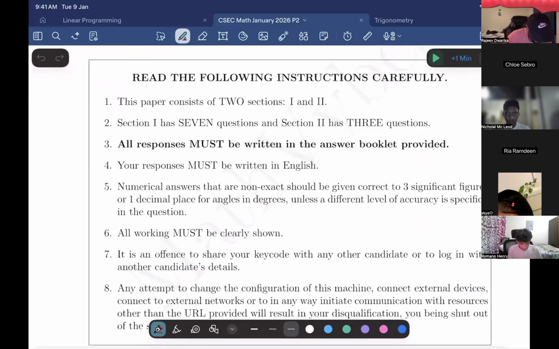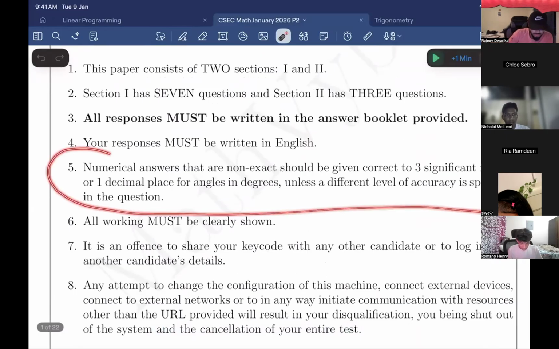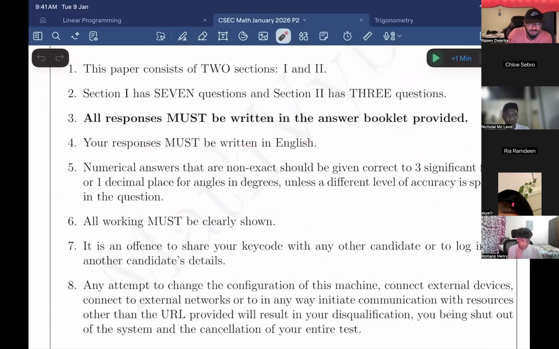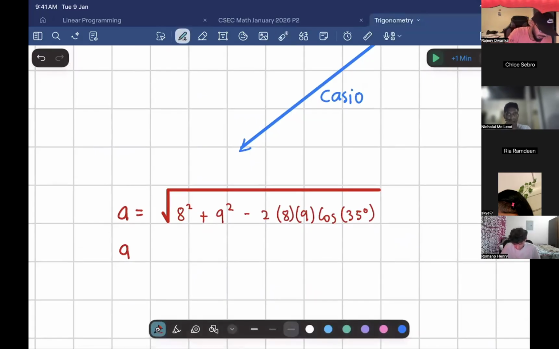Thank you. So I want to specify something, right? I would like everybody to read this for me. Well, at least one person. Read that for me. Numerical numbers that are non-exact should be given correct to three significant figures or 1 decimal place for angles in degrees, unless a different level of accuracy is specified in the question. So Nikolai, this is what CXE wants now, right? So either three significant figures or 1 decimal place. So we're gonna use 1 decimal place. That's simpler, right? So your answer, could you call out the full answer for me?